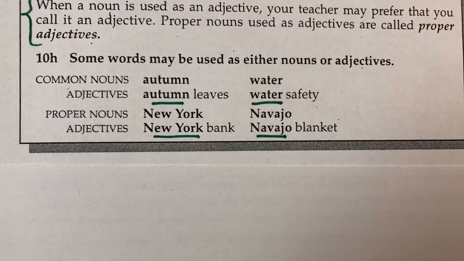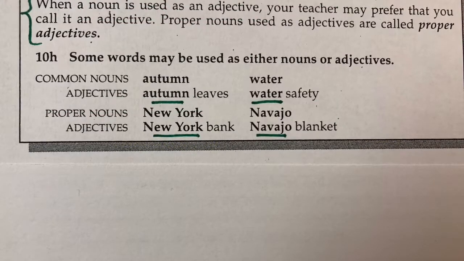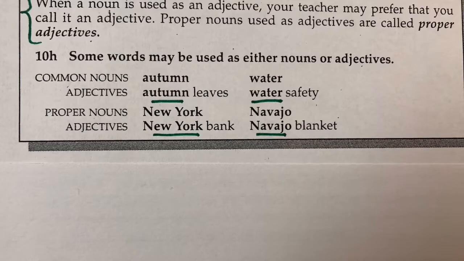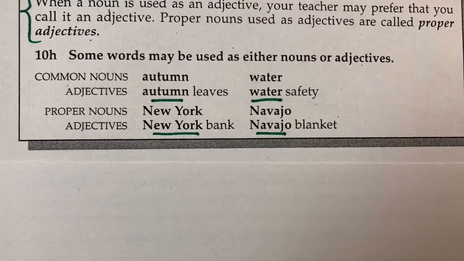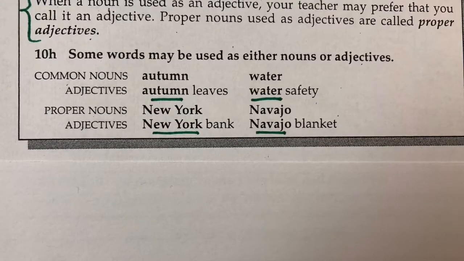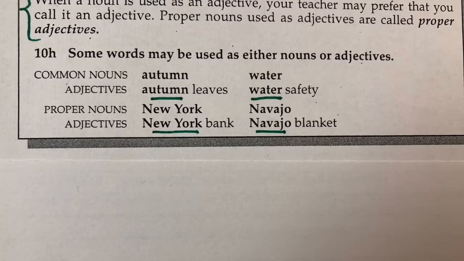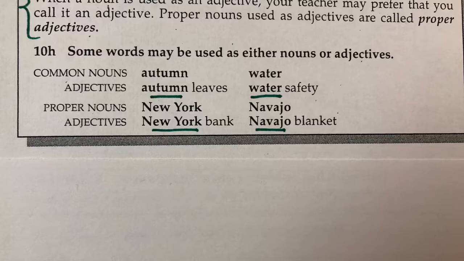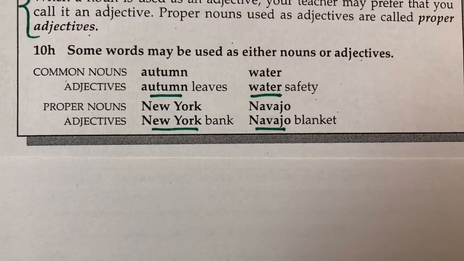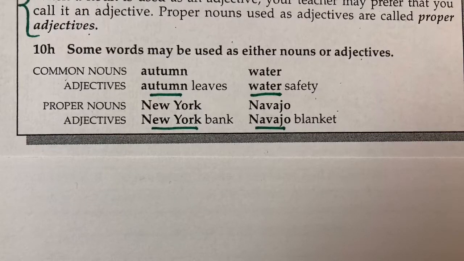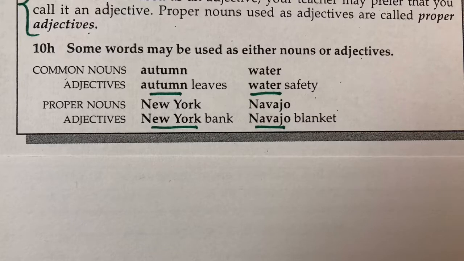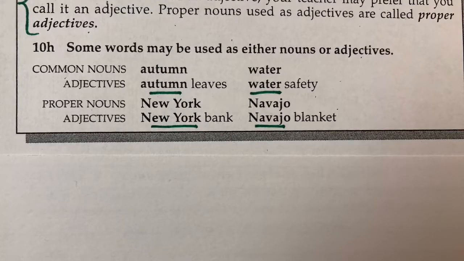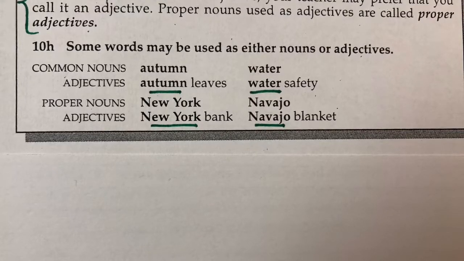Now let's put brackets around the next bit of information. When a noun is used as an adjective, your teacher may prefer that you call it an adjective. That's what I want you to do. Proper nouns used as adjectives are called proper adjectives. So let's look at a few examples. That always helps me. Autumn leaves. What kind of leaves? Autumn leaves. Now, autumn is generally a noun, but in this case, it's answering what kind of leaves.